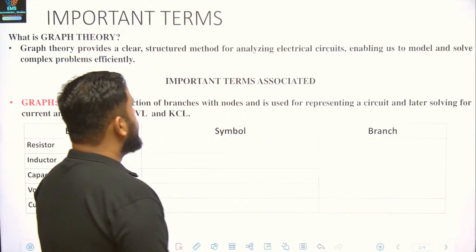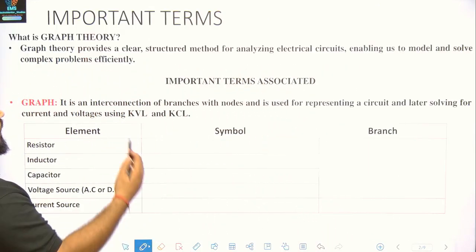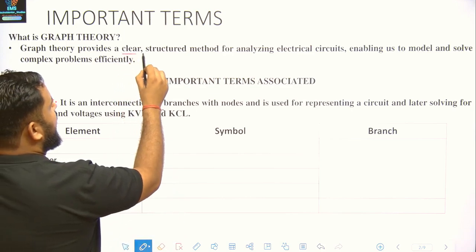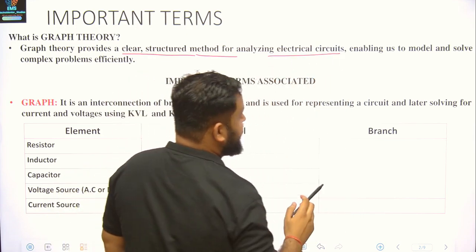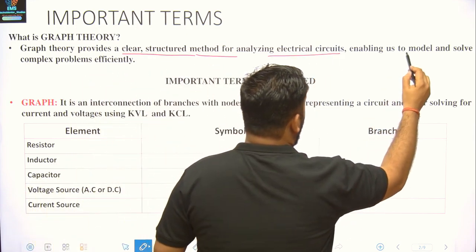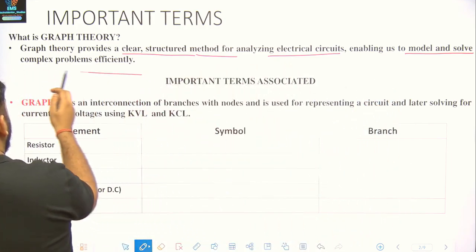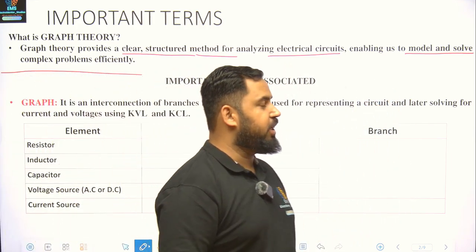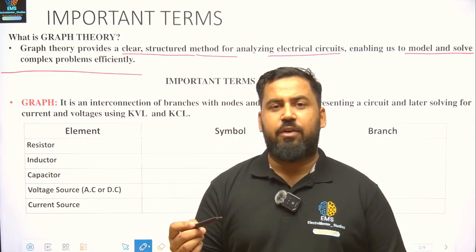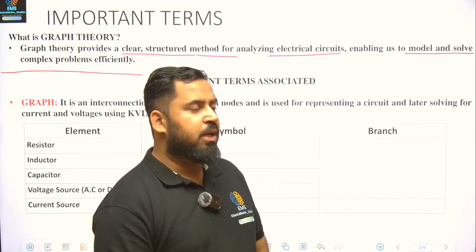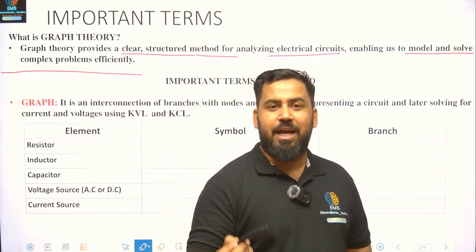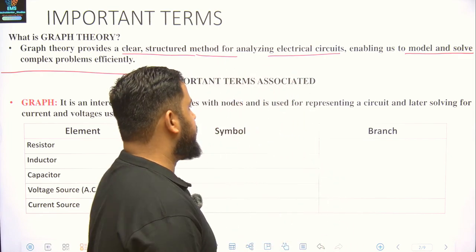Moving ahead. So, what is graph? Graph theory provides a clear structural method for analyzing an electrical circuit. It also helps us to model and solve complex problems efficiently. So basically, graph is a representation of a circuit in the form of branches, which helps us in analyzing the circuit in a very efficient manner.